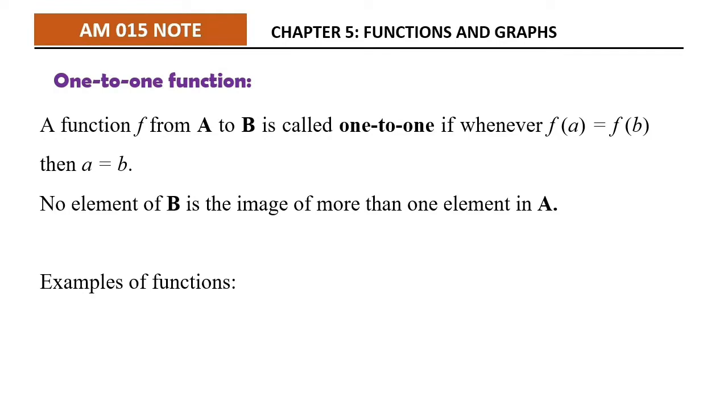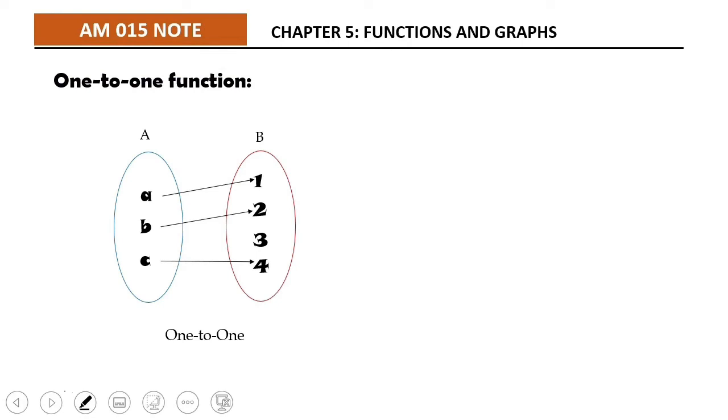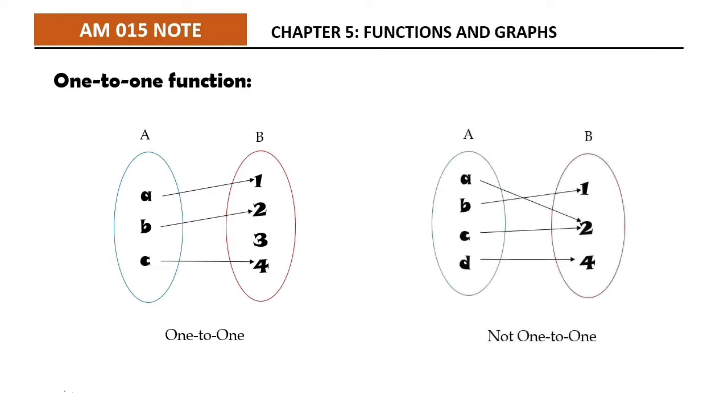Example of this function. Okay, one-to-one function. For every element in A, there is only one element in B that is connected to A. 1 is the image of A, 2 is the image of B, and 4 is the image of C. Example of a function that is not one-to-one. For element 2 in B, there are two elements in A that are connected to it, A and C. So this is not a one-to-one function.